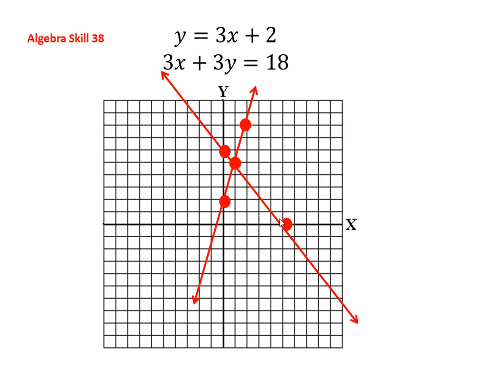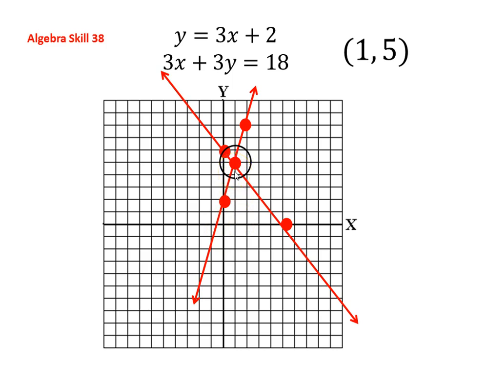And we find that the solution is where the lines intersect, and it appears that these 2 lines intersect at this point. It appears. If our graph goes wrong, then that could be a problem. So it looks like that point is 1, 5. It looks like it's 1, 5.